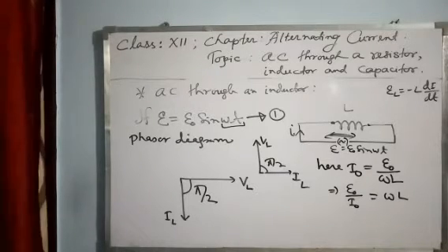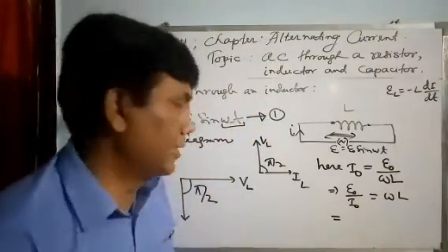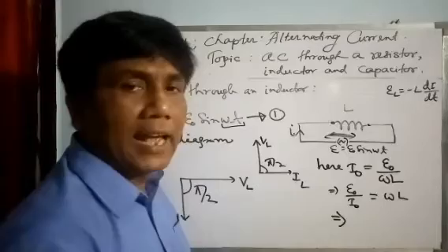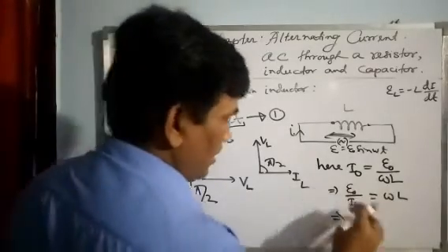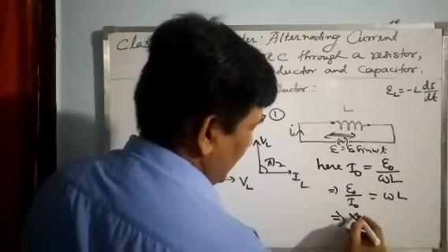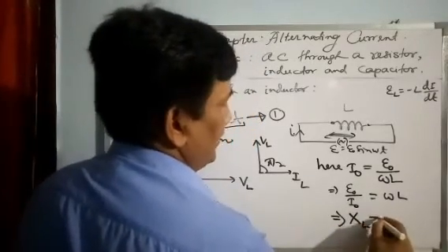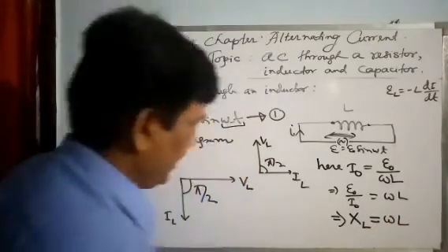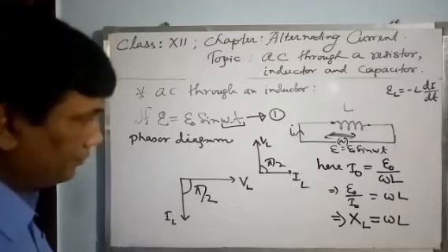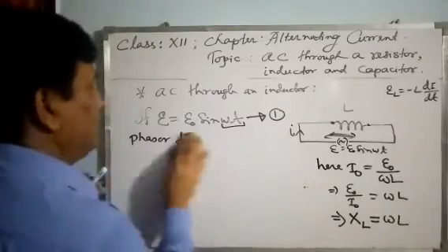Now you see, what is E naught? That is the maximum voltage. What is I naught? It is the maximum current. So voltage by current has the dimension of resistance, na? That is why we call this term, which has the dimension of resistance, but I should say it is reactance. Okay, a new name, XL. XL equals omega L. Okay, here what is XL? Let me define it. What is XL?